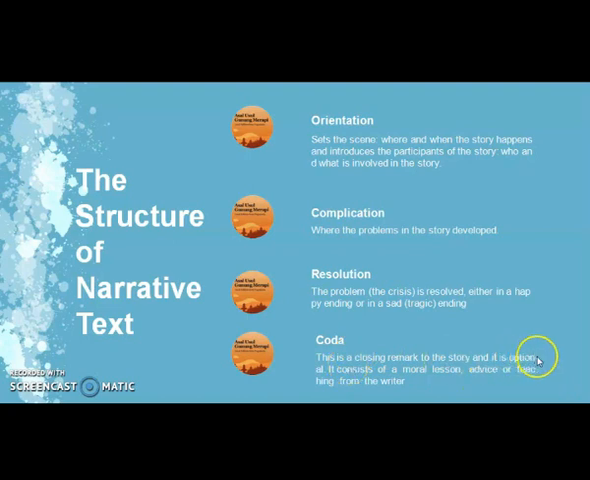So, coda ini optional. Optional itu maksudnya boleh ada, boleh tidak. Jadi, tidak semua coda tertulis di teks naratif, tidak semua. Jadi, jika tidak ada coda dalam suatu teks, mungkin dapat kita tarik kesimpulan sendiri, seperti itu.